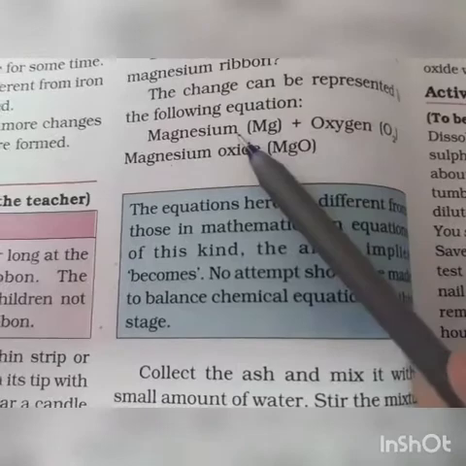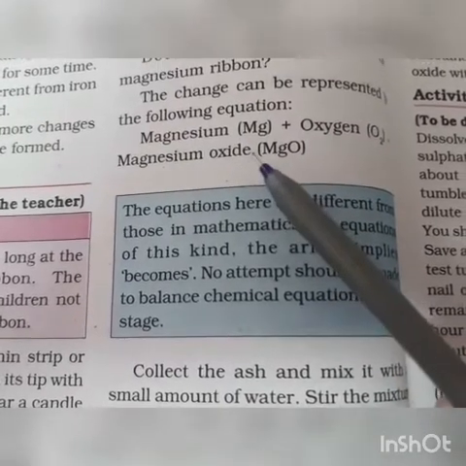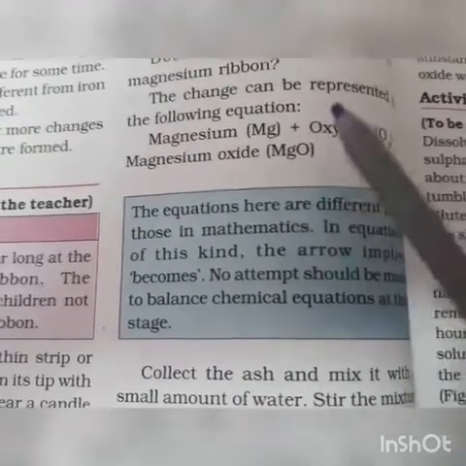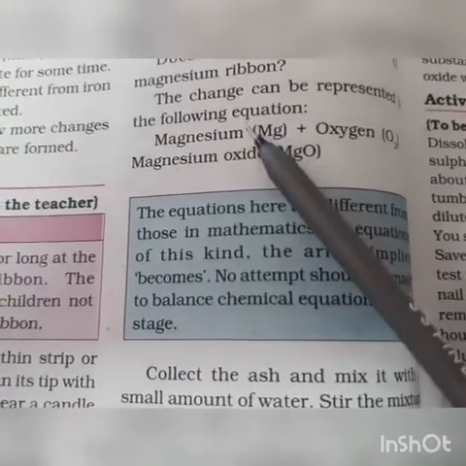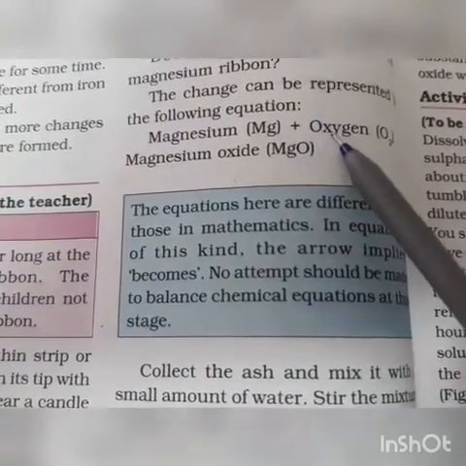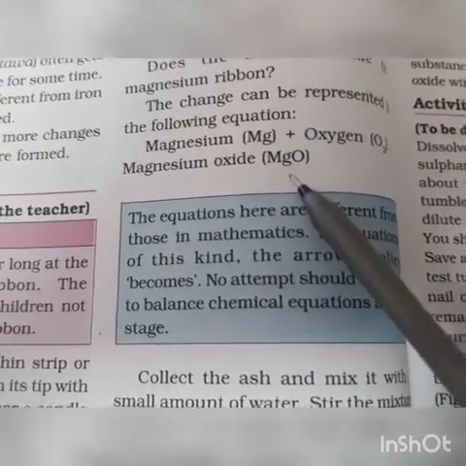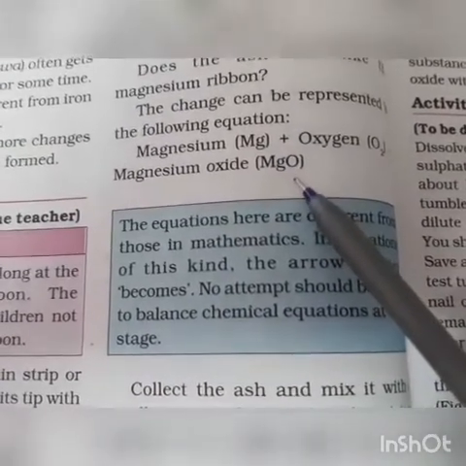Balancing means that the number of molecules on this side has to be equal to the number of molecules on this side, but we are not balancing the equation. We are just telling what the magnesium forms after it combines with the oxygen. It forms magnesium oxide, which is a new substance that is formed.